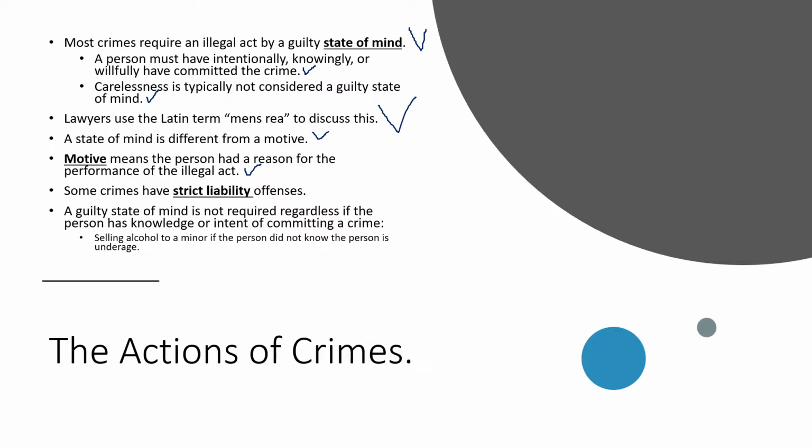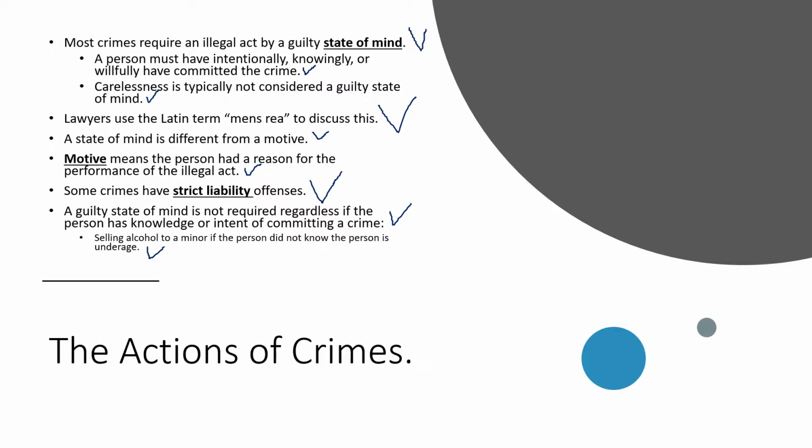Now, some crimes also have strict liability offenses. What this means is that a guilty state of mind is not required, regardless of whether the person has knowledge or intent of committing a crime. A good example of this is selling alcohol to a minor if the person did not know the person is underage. So that's why a lot of times when people go to a bar, or a wedding, or the liquor store or the beer store, to try to buy alcohol, they ask for your ID, right? Because the person does not ask for that person's ID.